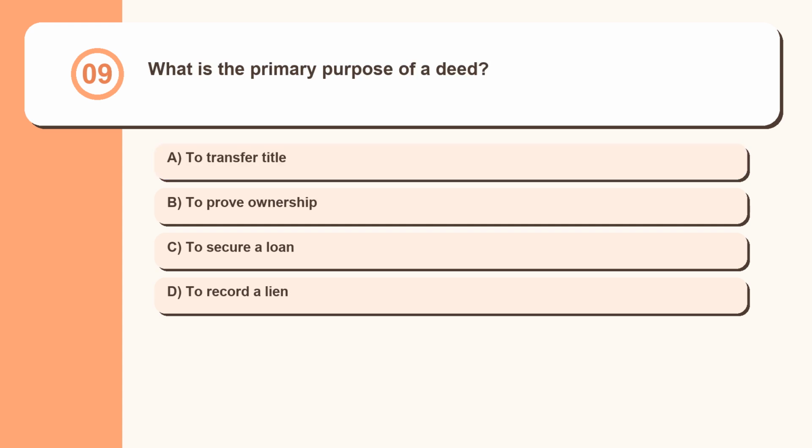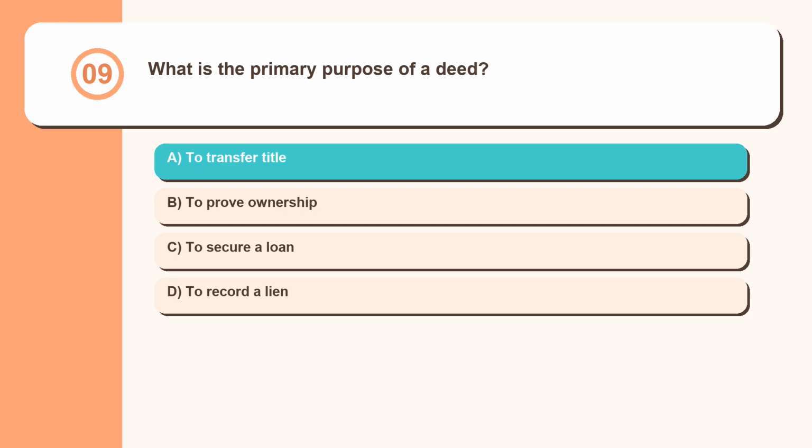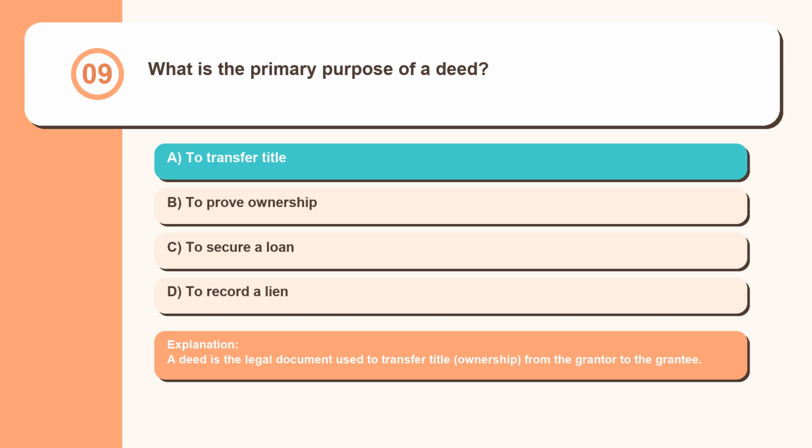Question 9. What is the primary purpose of a deed? To transfer title, to prove ownership, to secure a loan, to record a lien. A deed is the legal document used to transfer title, ownership, from the grantor to the grantee.